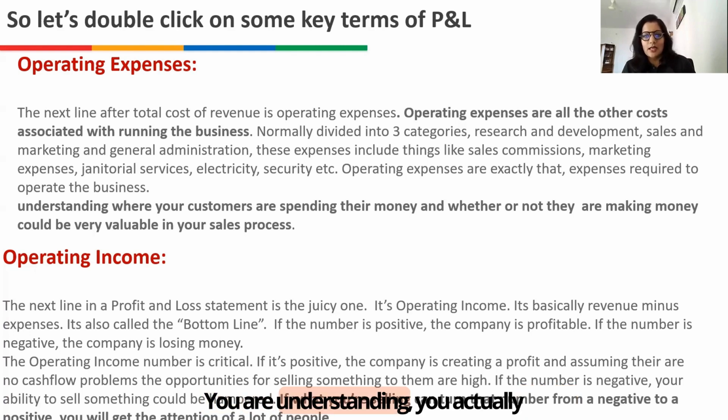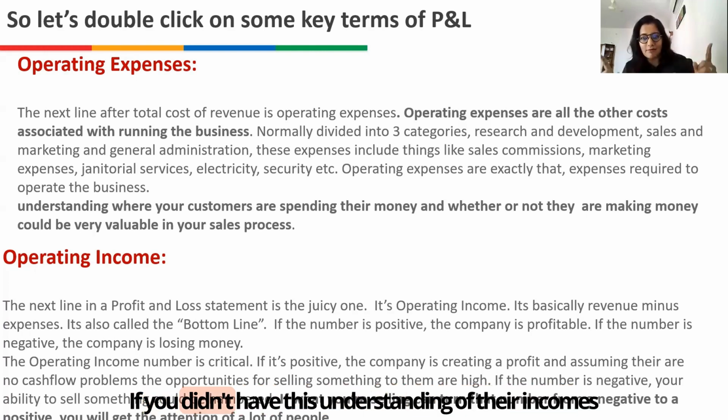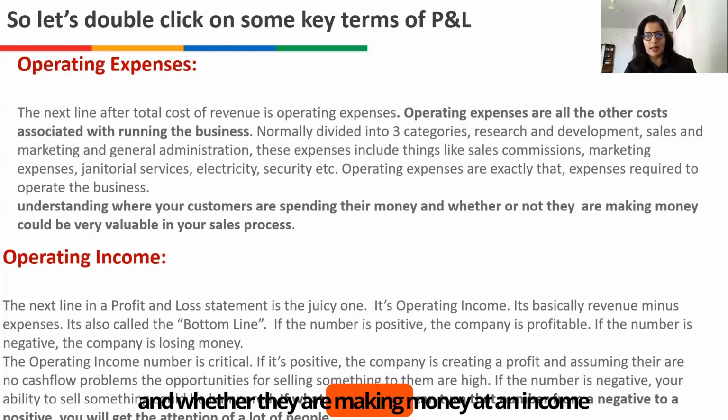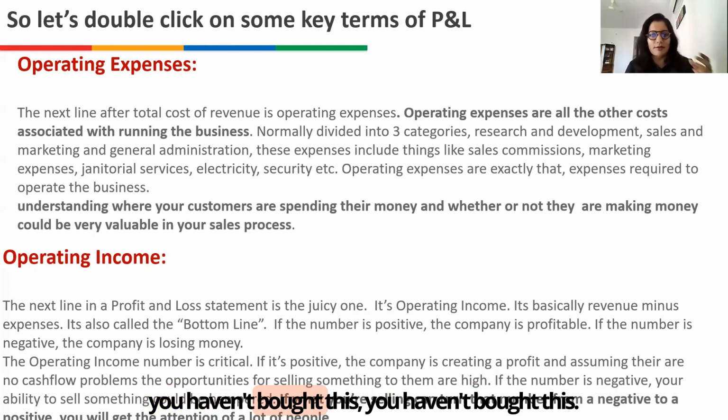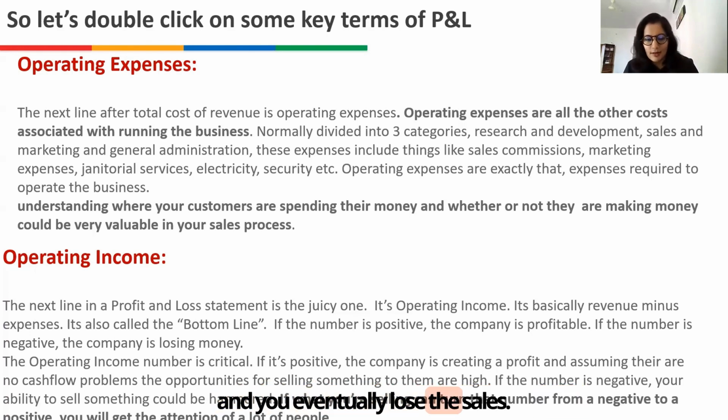You actually understand why it is important. Why can your customer not buy your products the way they did in the past? If you didn't have this understanding of their income, and whether they are making money at an income level or not, you would still push them. Arey, aapne itne din se maal nahi kharida. You haven't bought this. You haven't bought this. Take it, take it, take it, and then he will get irritated, and you eventually lose the sale.